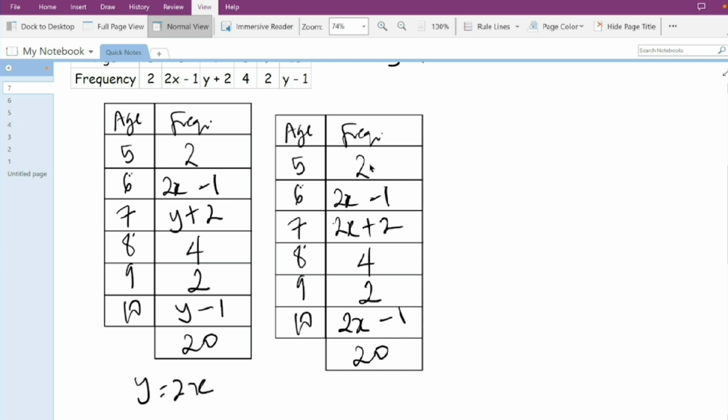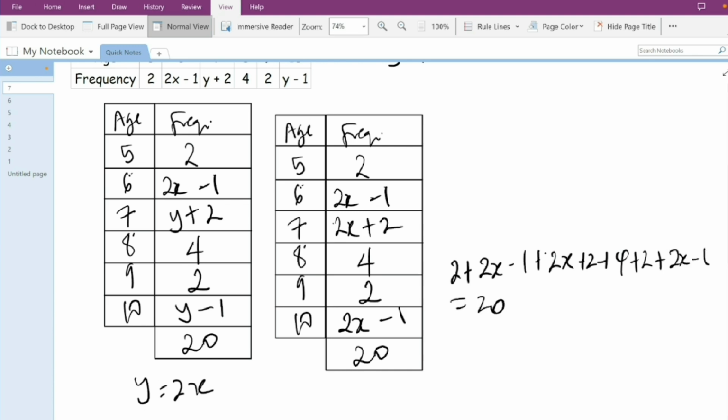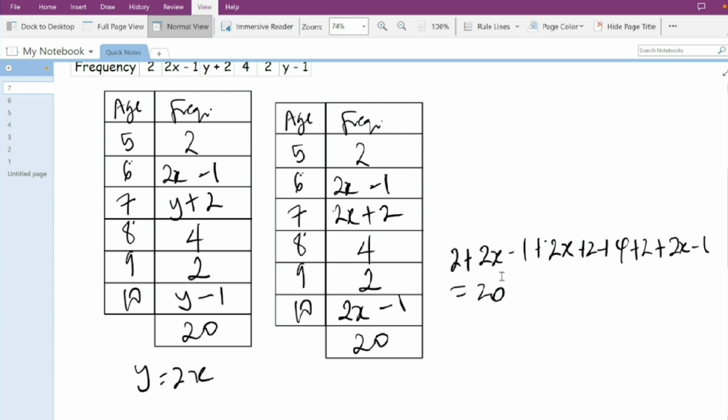That means we can then find our x. That means 2 plus 2x minus 1 plus 2x plus 2 plus 4 plus 2 plus 2x minus 1 equals 20. We can work with this table and add up all the like terms, that means the numbers with x's and the constants separately, then equate them to 20. Or we can do it the manual way, where we have 2 plus 2x minus 1 plus 2x plus 2 plus 4 plus 2 plus 2x minus 1, which should all equal 20. We can then collect like terms, like I've been saying in other videos.